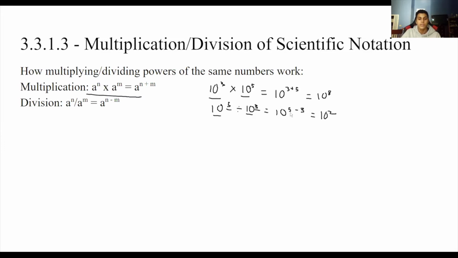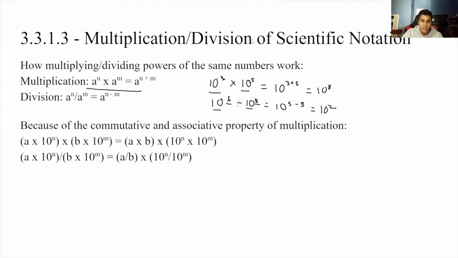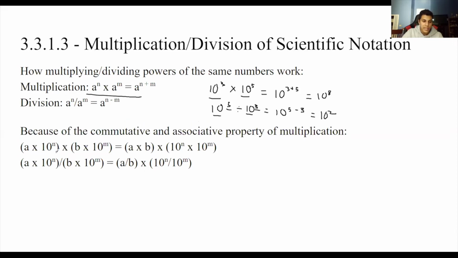All right, the second concept you need to know in order to multiply and divide scientific notation is about how the commutative property and associative property of multiplication works. Because of the commutative and associative property of multiplication, if you're multiplying or dividing two scientific notations, so I have two scientific notations here with variables, a times 10 to the power of n and b times 10 to the power of m, and then here I have a times 10 to the power of n divided by b times 10 to the power of m. They can be written out like this, where I have a times b times 10 to the power of n times 10 to the power of m. And when I'm dividing them, I can write it as a divided by b times 10 to the power of n divided by 10 to the power of m.